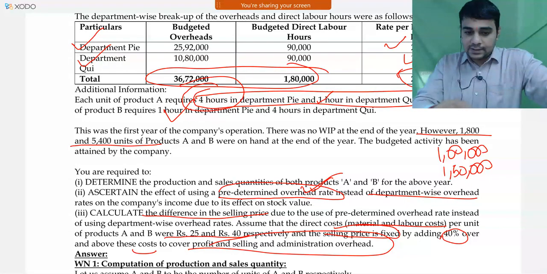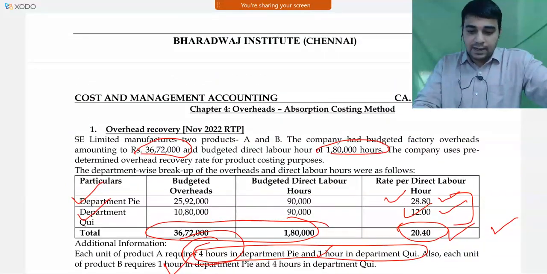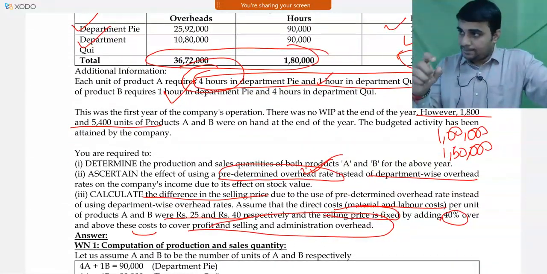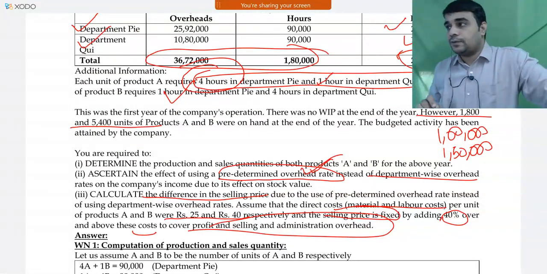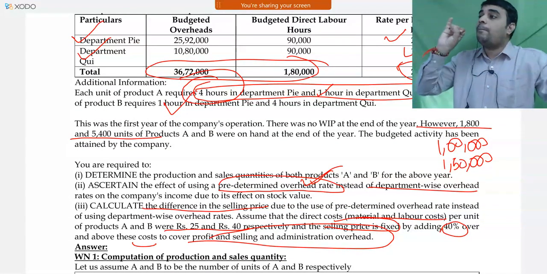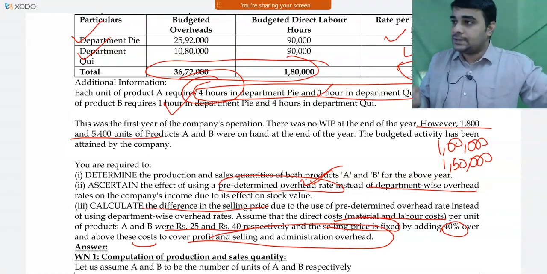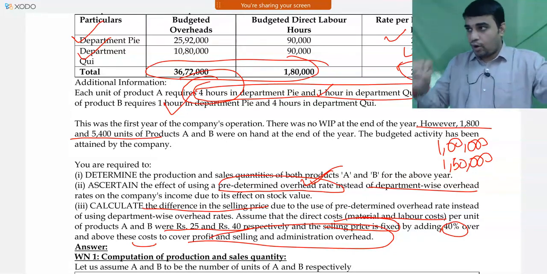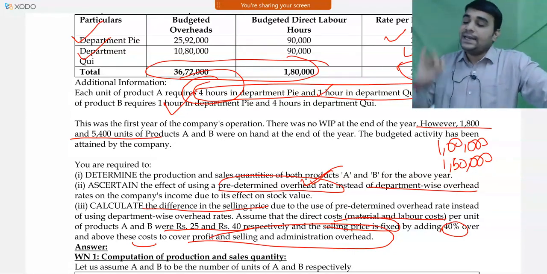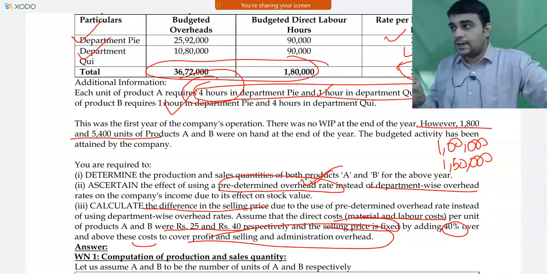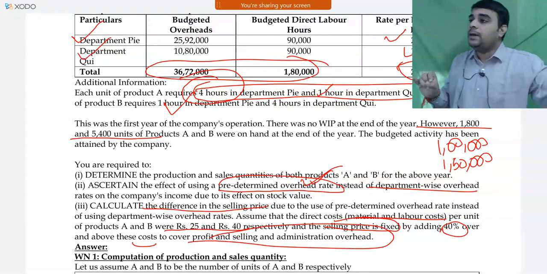I have no idea what is selling and admin overhead, but they are saying consider material, consider labor, consider factory overhead. This number is factory overheads. Maybe 36,70,000 is the factory overhead. Add all the three, add 40% to that. 40% is for what purpose? It is for profit as well as selling and admin overhead.